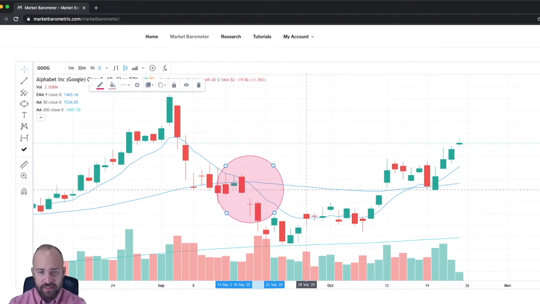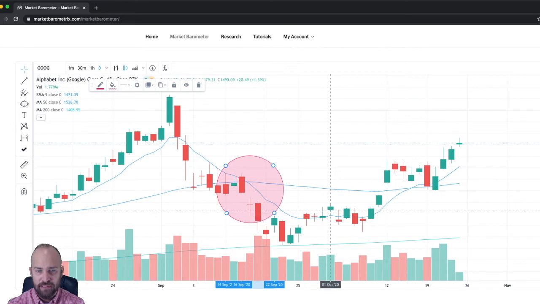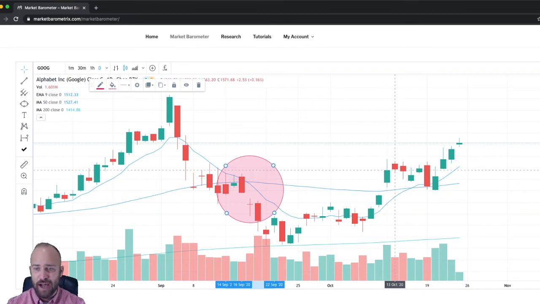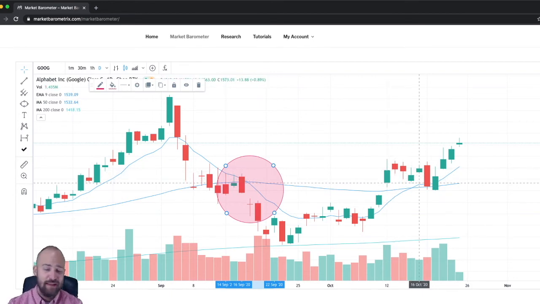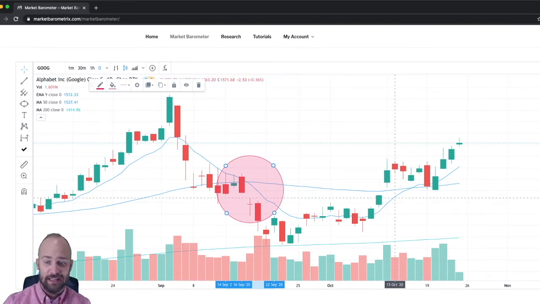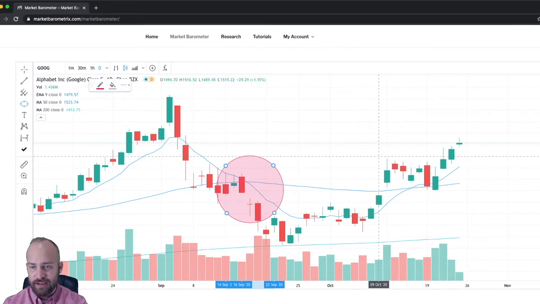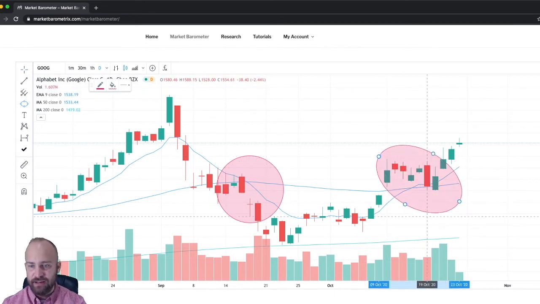But then, this area here where price is kind of oscillating above and below the 9-day until finally breaking out and shooting above the 50-day, price then comes back down to the 50-day around the same time as the 9-day exponential moving average is catching up. So, I'm talking about this area here.